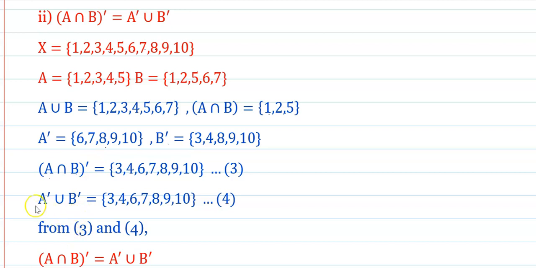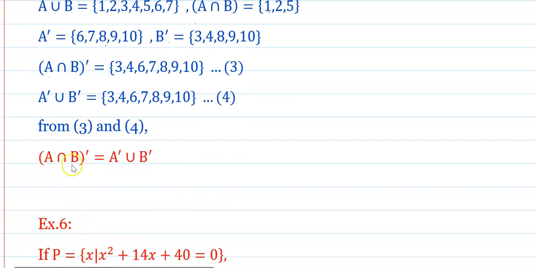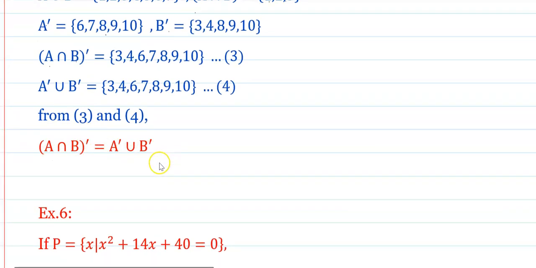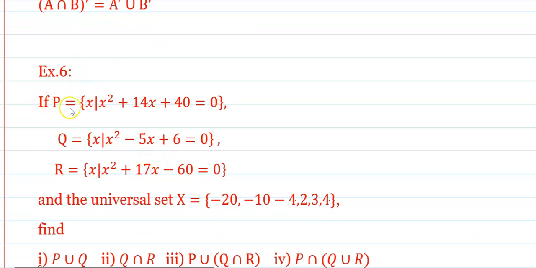What about the next? A complement union B complement. Both of them we will collect, and the common element we will take one time. The elements are 3, 4, then 6, 7, 8, 9 and 10. These two are equal, and hence (A intersection B) complement is equal to A complement union B complement. Okay. Now the question number 6.